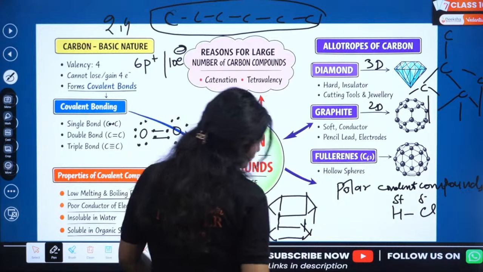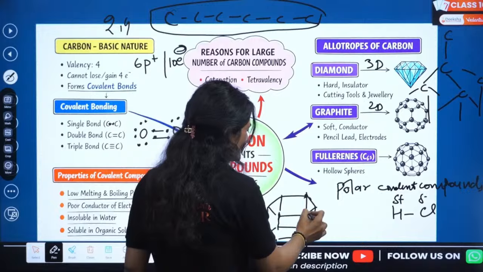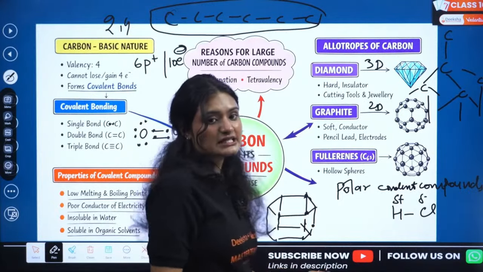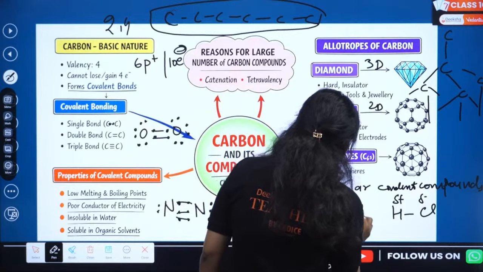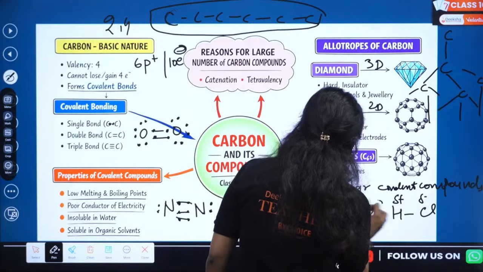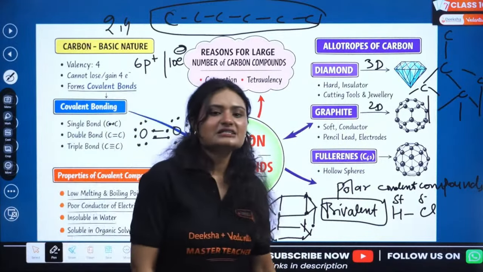This is the arrangement, a 2D hexagonal array. Each carbon is bonded to 3 other atoms. It is trivalent. It has 1 free electron, and due to this 1 free electron, it conducts electricity.